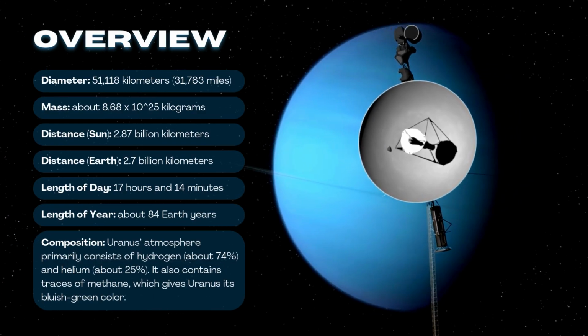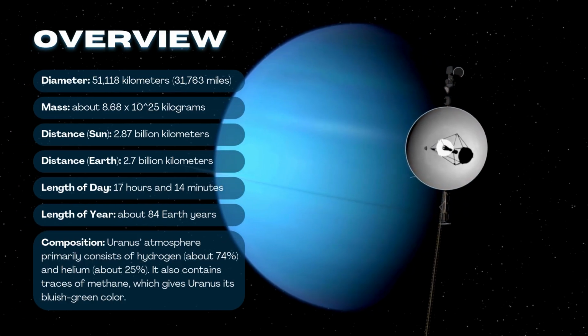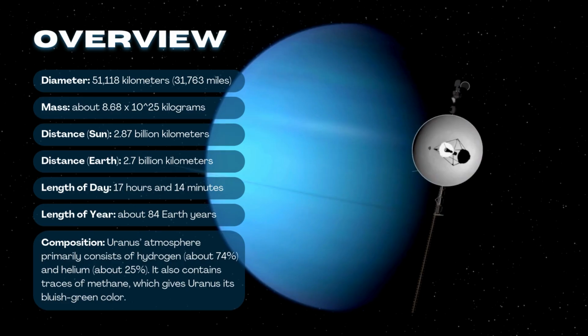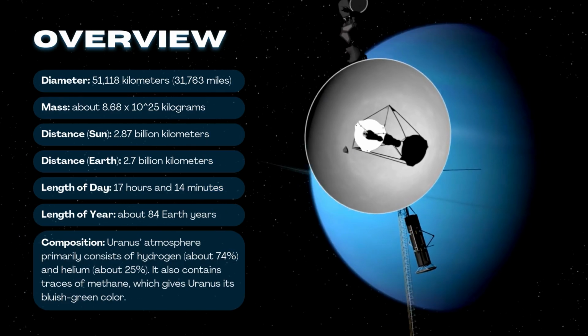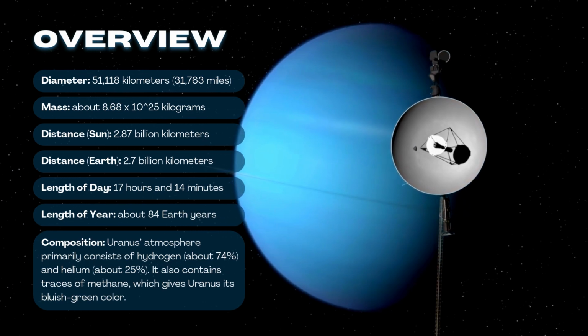Composition. Uranus' atmosphere primarily consists of hydrogen, about 74%, and helium, about 25%. It also contains traces of methane, which gives Uranus its bluish-green color.